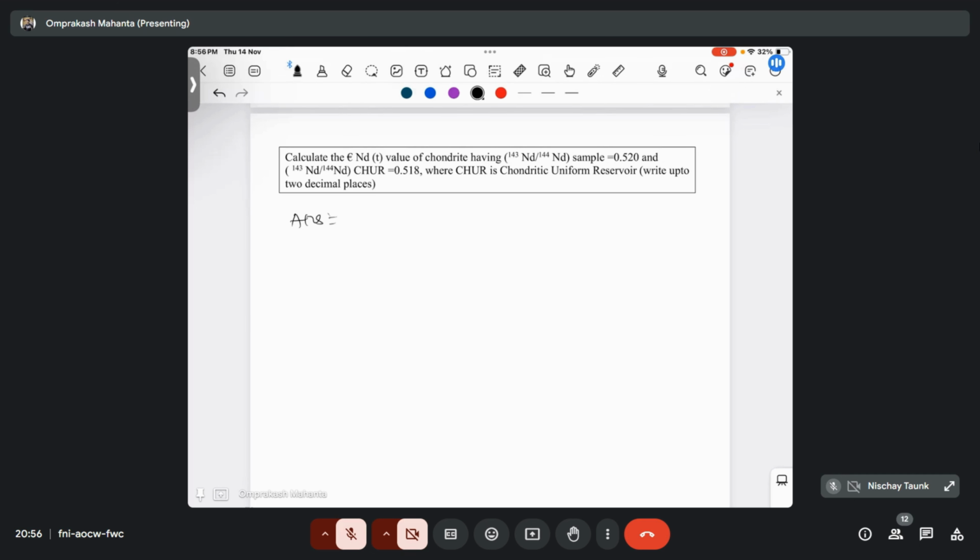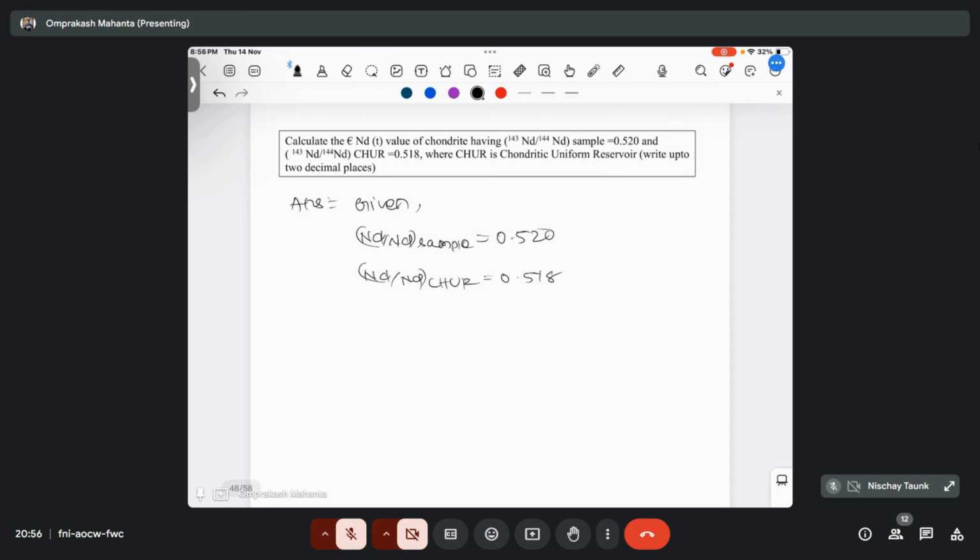Calculate the epsilon Nd value of a chondritic uniform reservoir, having the Nd by Nd sample and CHUR values given here. There is a formula. So what are the givens here? The sample value is given as 0.520, and the CHUR value is given as 0.518, and it wants to calculate the epsilon Nd at t equals 0.